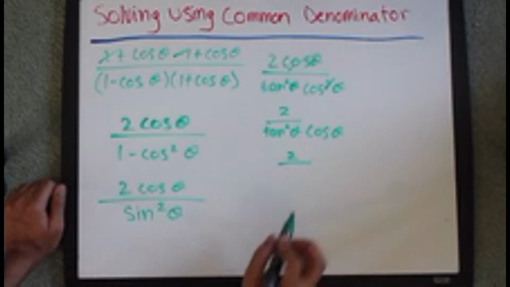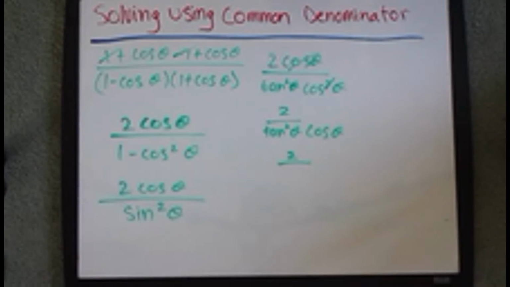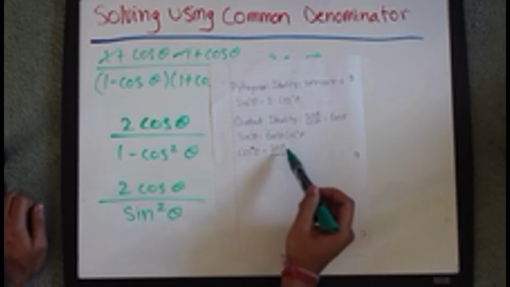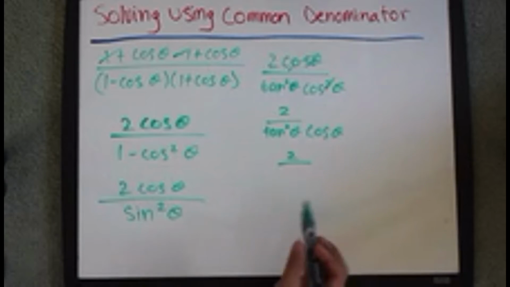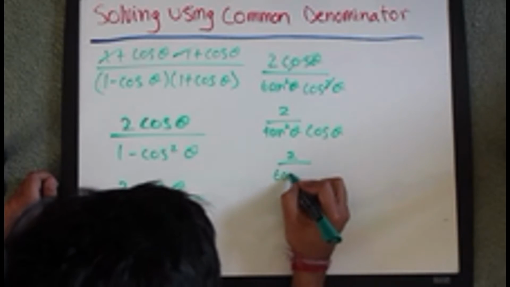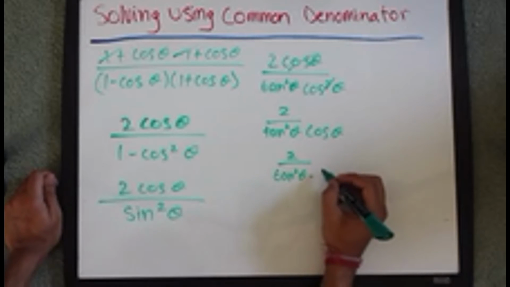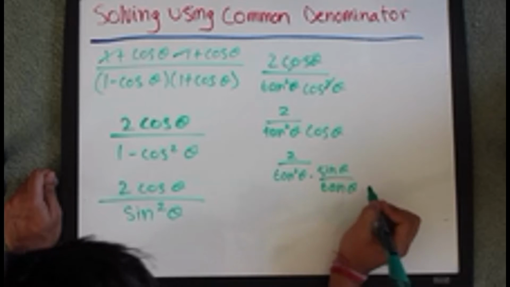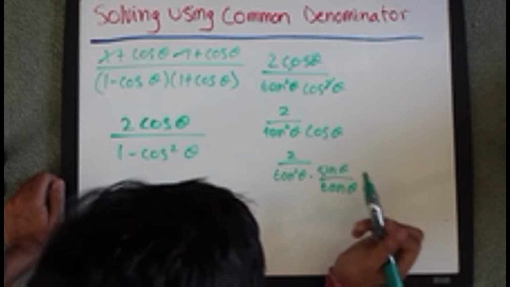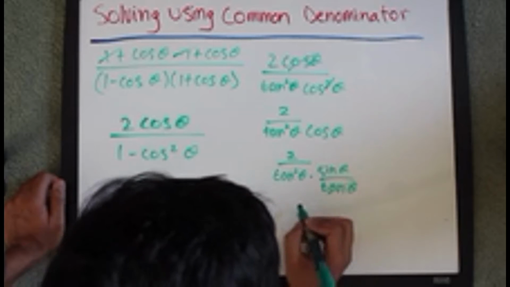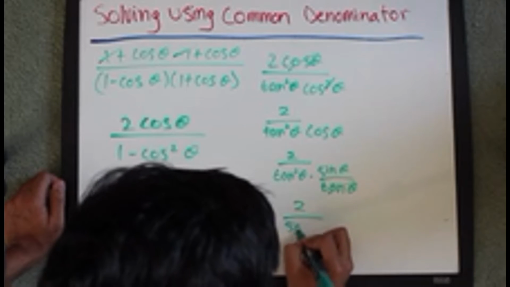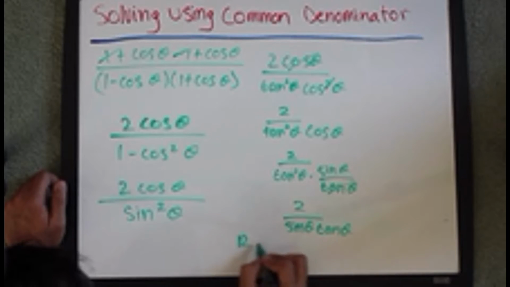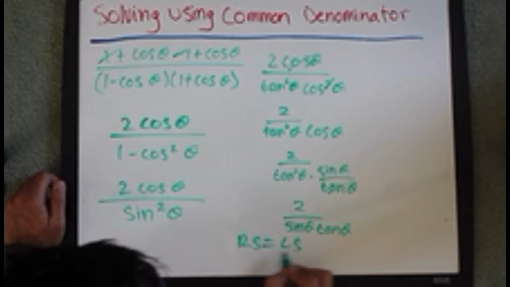So now we can use the quotient identity again and isolate for cos theta, which is equal to sine theta over tan theta. So 2 over tan squared theta multiplied by cos theta turns into sine theta over tan theta. Then if we cross out 1 tan there and 1 tan there, we're left with 2 over sine theta times tan theta. So we can conclude that the right side is equal to the left side.